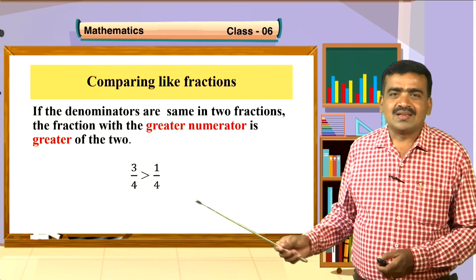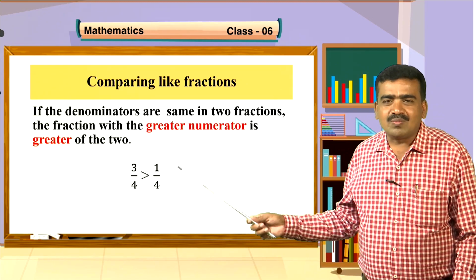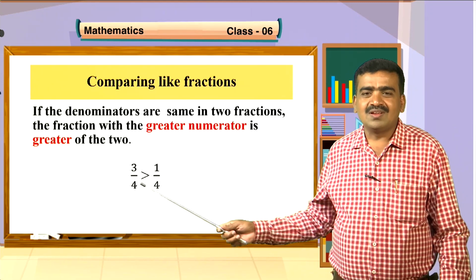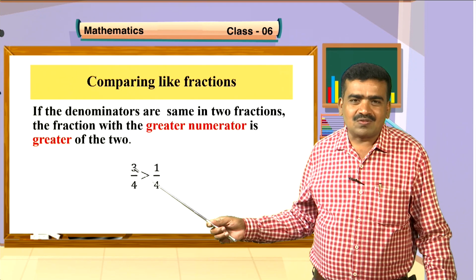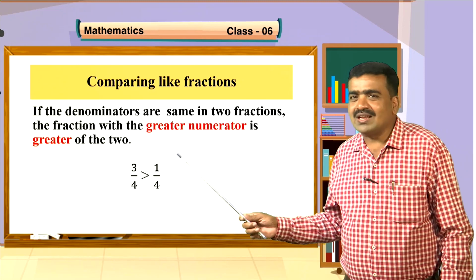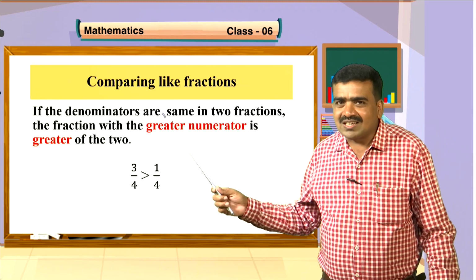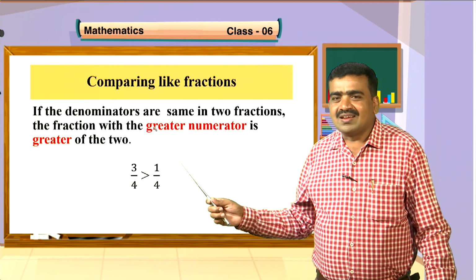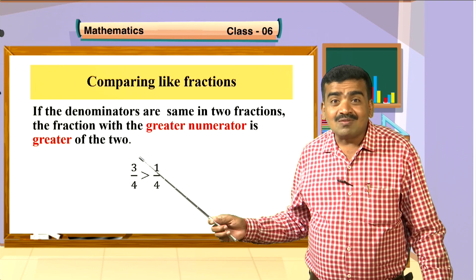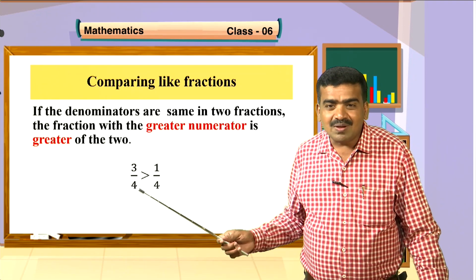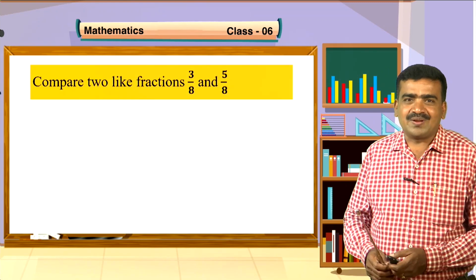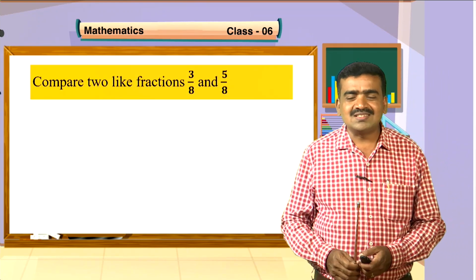So, here 3 by 4 and 1 by 4 are like fractions. Among 3 by 4 and 1 by 4, 3 is the numerator of the first fraction and 1 is the numerator of the second fraction. Here 3 is bigger than 1, therefore, according to the statement, if the fractions have the same denominator, the greater the numerator, the greater the fraction, that is, 3 by 4 is greater than 1 by 4. Let us compare 2 more fractions.